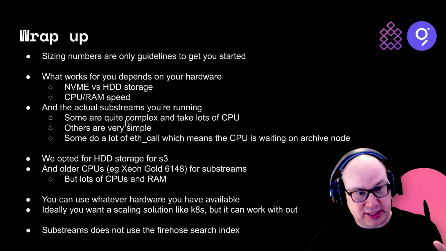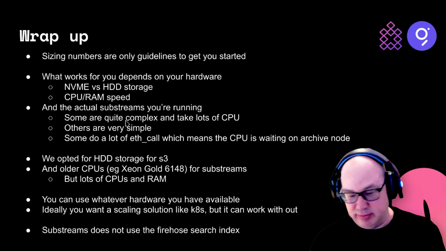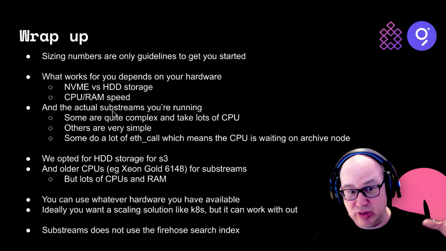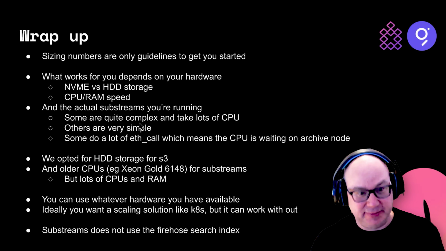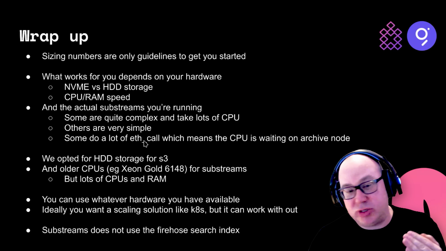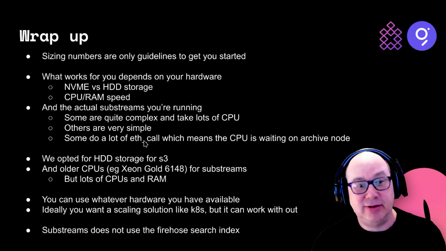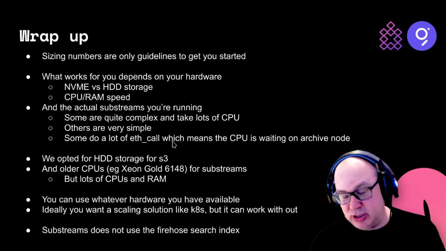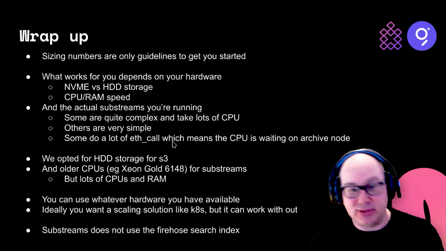As I mentioned before, some substreams are quite complex and take a lot of CPU. Some are very simple. Maybe they have tons of modules or they only have one module. So the actual load for one substream to the next is going to be quite different. Also, some do a lot of ETH calls, which means your tier 2 node is waiting on your RPC node to answer, right? So they might be sitting there idle because you've overloaded your archive node that's answering ETH calls.